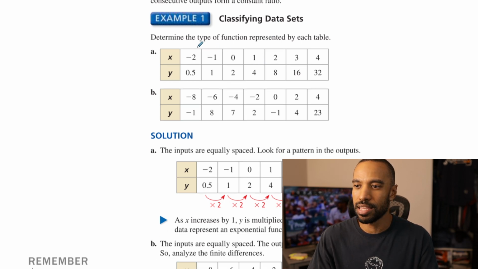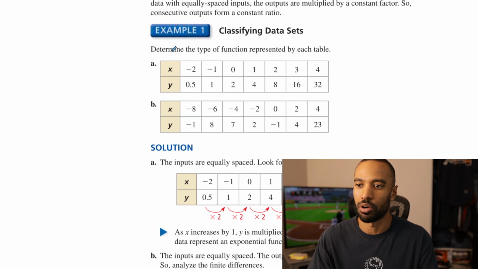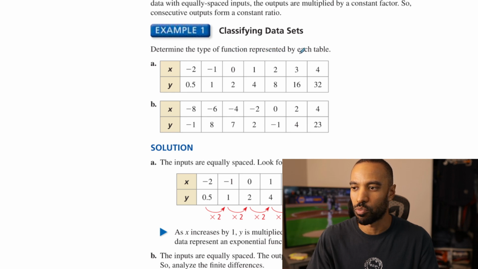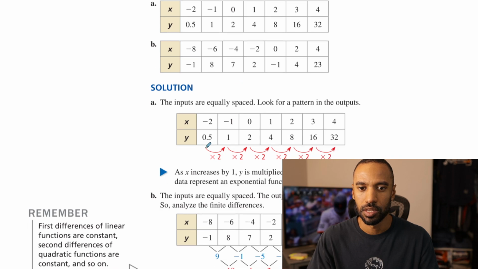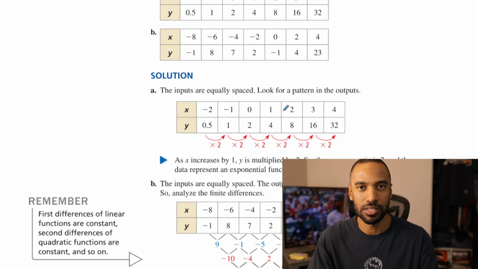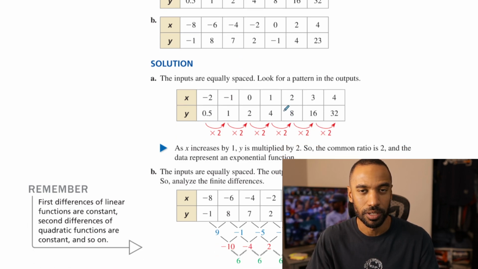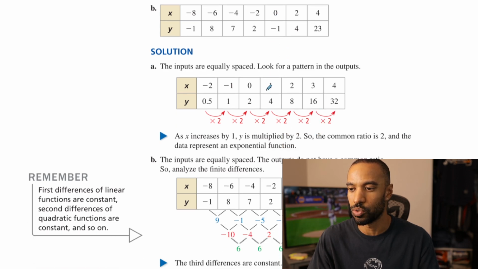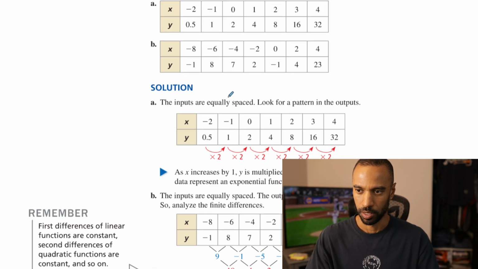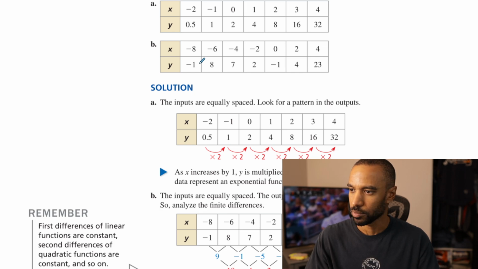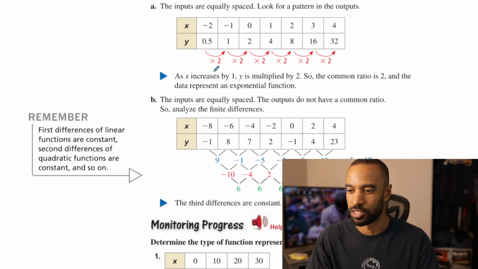So for parts A and B, determine the type of function represented by each table. On this one here, hopefully you're seeing this common multiple of 2 times 2 times 2 times 2 each time. So you can see that times 2. That is expressive of an exponential function. This is what exponential functions do. So this is an exponential function. They don't ask for the equation just yet. We can come up with it shortly. That's this one. Excuse me. Part B. Let's see. Have them tell us.